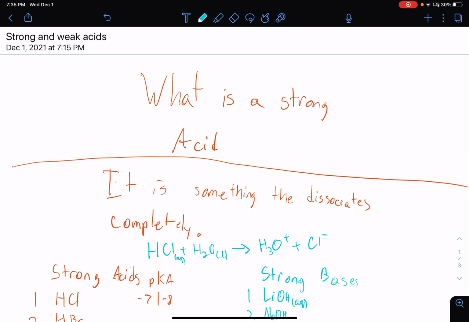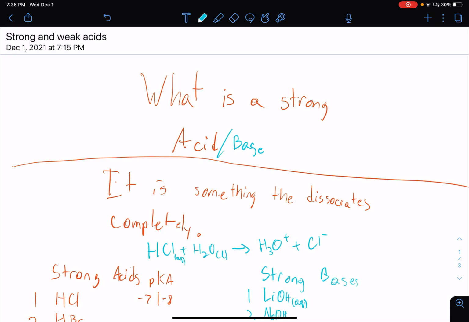Hello. So let's talk about strong acids and bases and their weak acids, and by comparison, weak bases. So, what is a strong acid, and by reference, what is a strong base? In our context, it is something that dissociates completely, that when it is reacting, there is no way for it to go backwards in the equation.